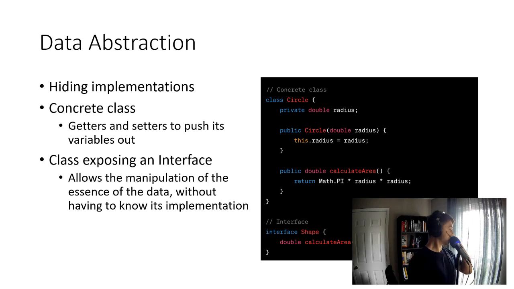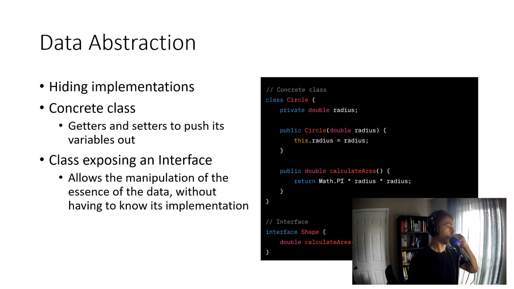So here you have a circle class, right? And this is a concrete class. I know I don't have getters and setters here. I just took this from ChatGPT. But you have an instance variable, radius. You have a multiple argument constructor. Well, a single argument constructor here.